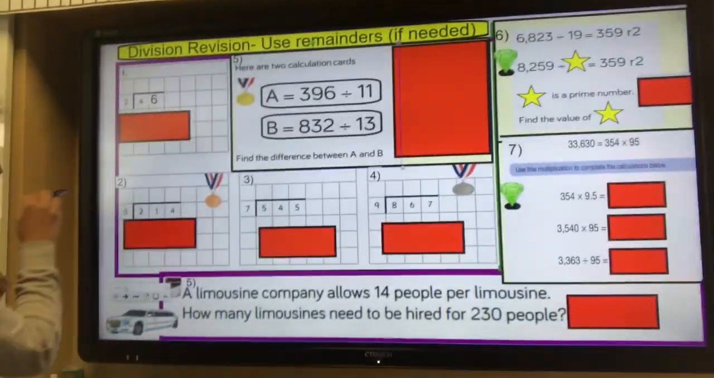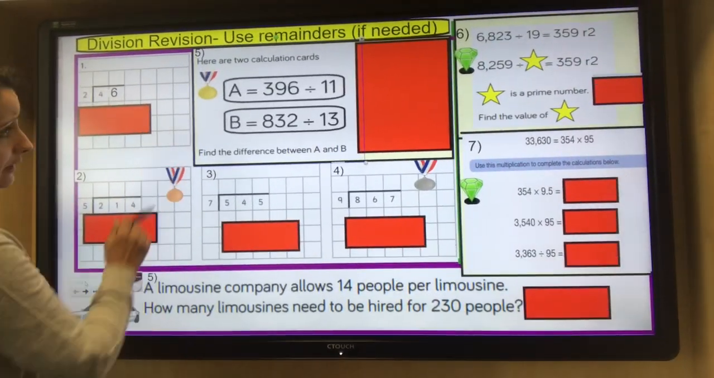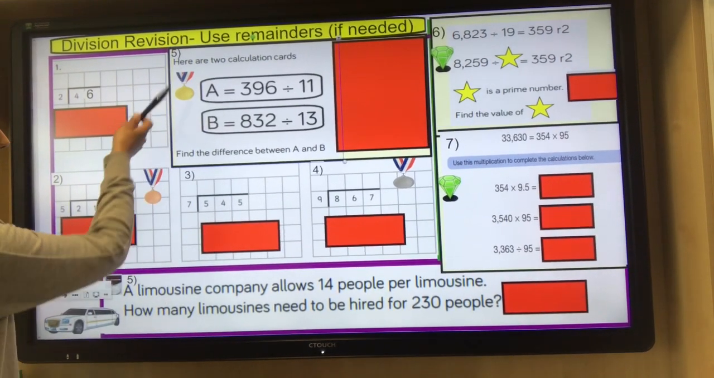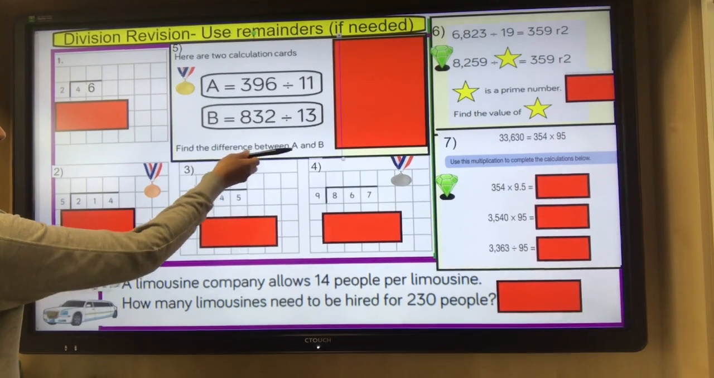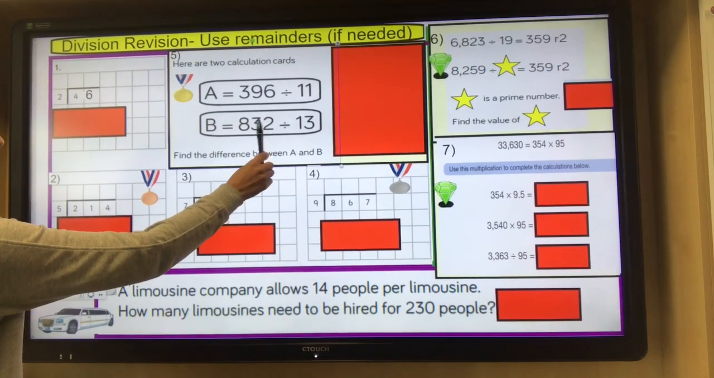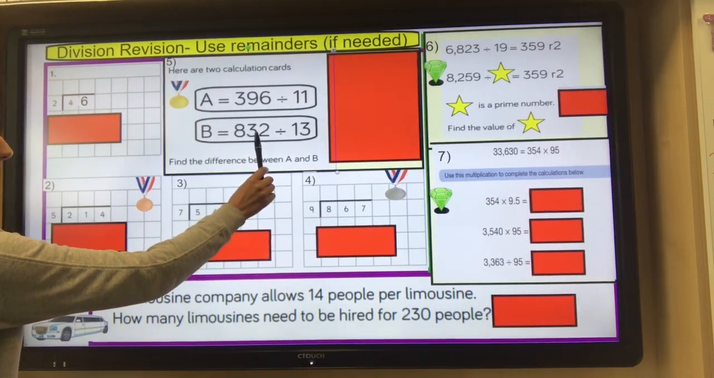So you've got some bronze questions here, moving on to silver, gold here. Here are two calculation cards. A is this one, B is this one. Find the difference between A and B. So you'll need to calculate these first, and then find the difference between those two answers.